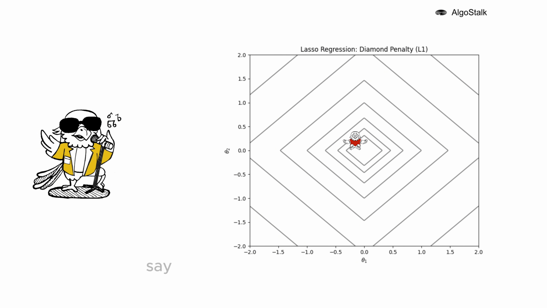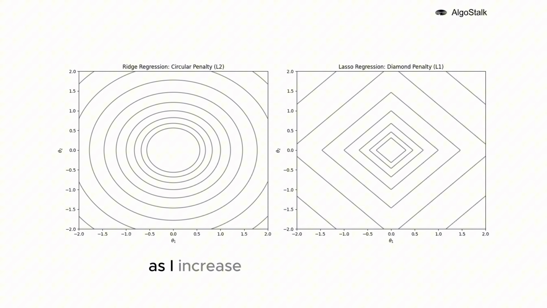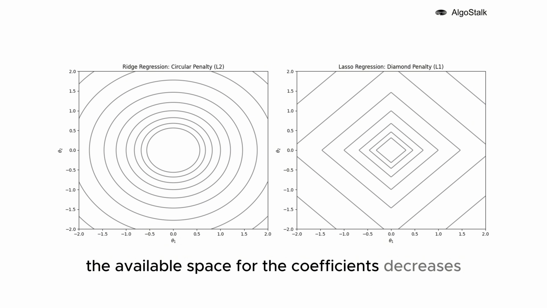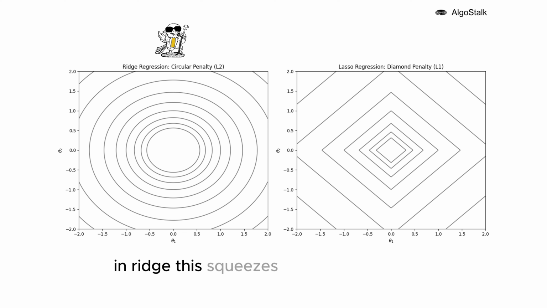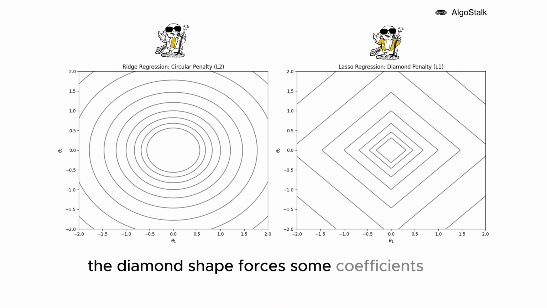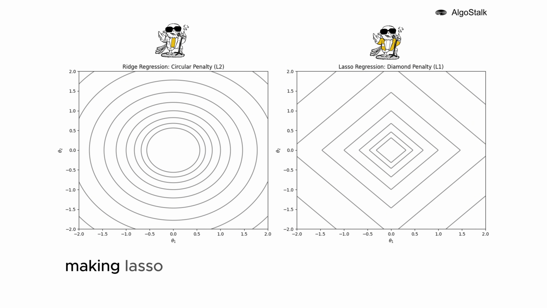If a suspect, say Theta 2, drifts close to the axis, Lasso is more likely to push them all the way to zero. As I increase the value of lambda, the available space for the coefficients decreases. In Ridge, this squeezes the suspects evenly but keeps them all in play. In Lasso, the diamond shape forces some coefficients to zero, making Lasso ideal for eliminating unimportant features.